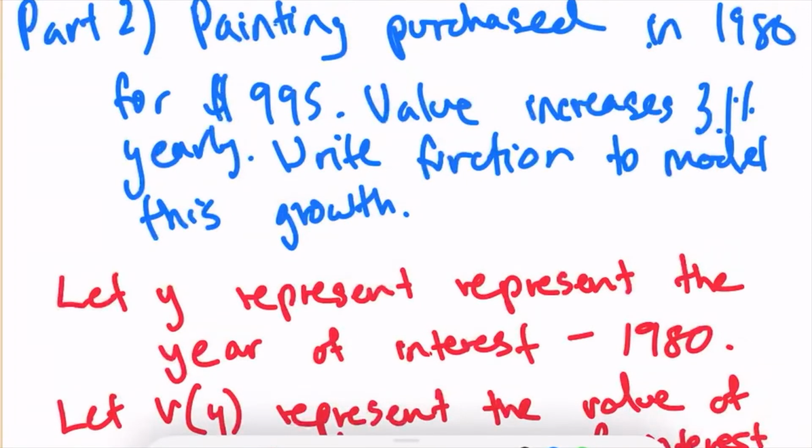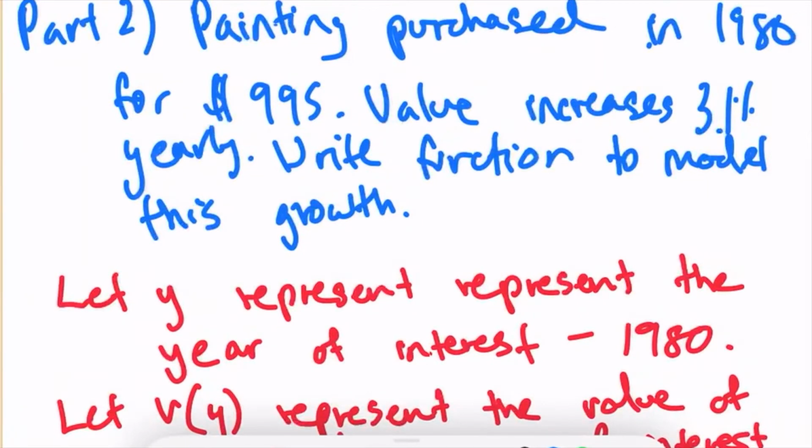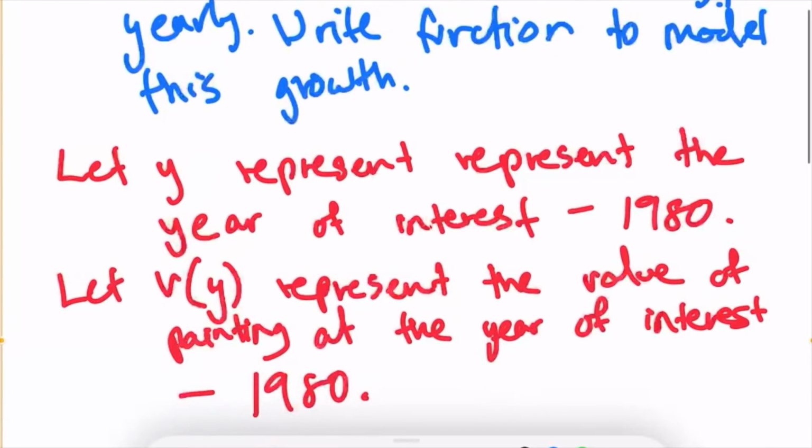Now, for part 2, we're given this situation where there's this painting that was purchased in 1980 for $995. Its value increases 3.1% yearly, and we need to create a function to model this growth or this situation.